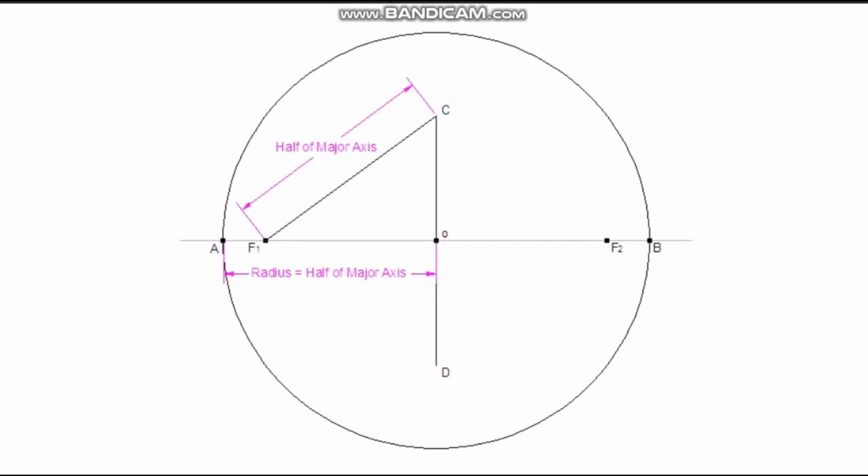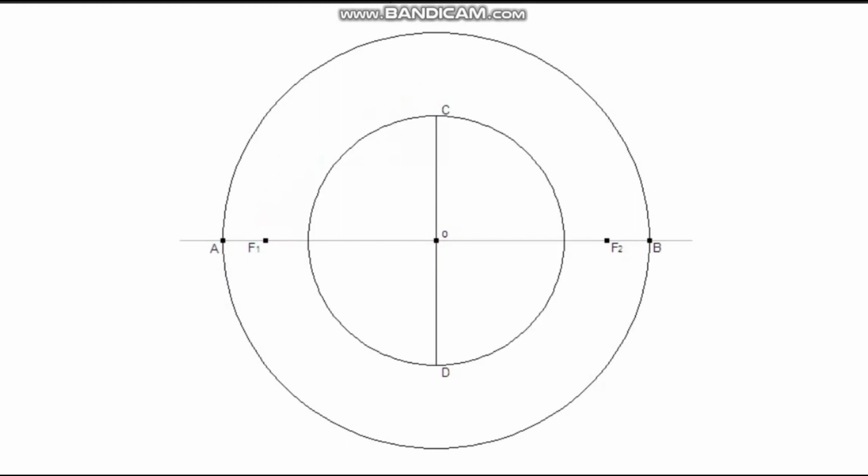Draw a minor circle with half of the distance of minor axis as radius and point O as center. Divide the circle into 12 equal divisions. Since the complete circle has 360 degrees, each division will have 30 degrees. Mark numbers on these divisional points.